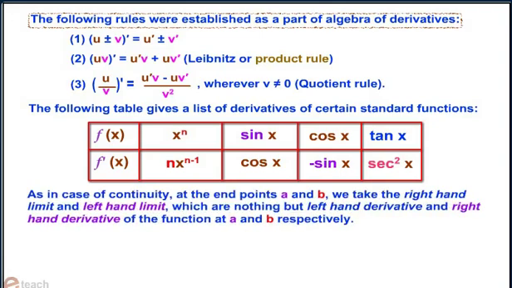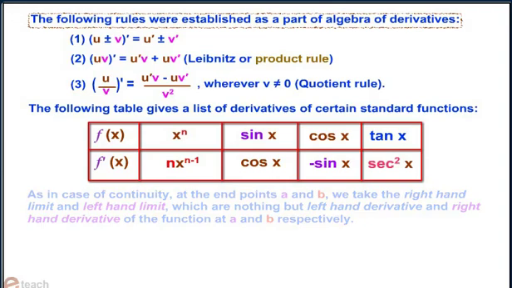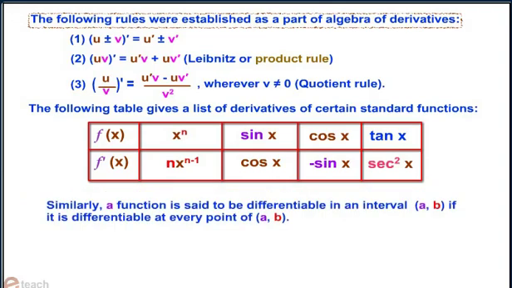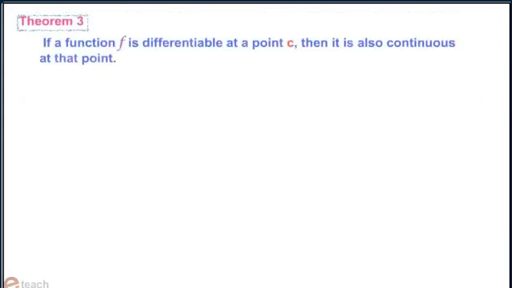As in the case of continuity, at the endpoints a and b, we take the right hand limit and the left hand limit, which are nothing but the left hand derivative and right hand derivative of the function at a and b respectively. Similarly, a function is differentiable in an interval [a, b] if it is differentiable at every point of [a, b].